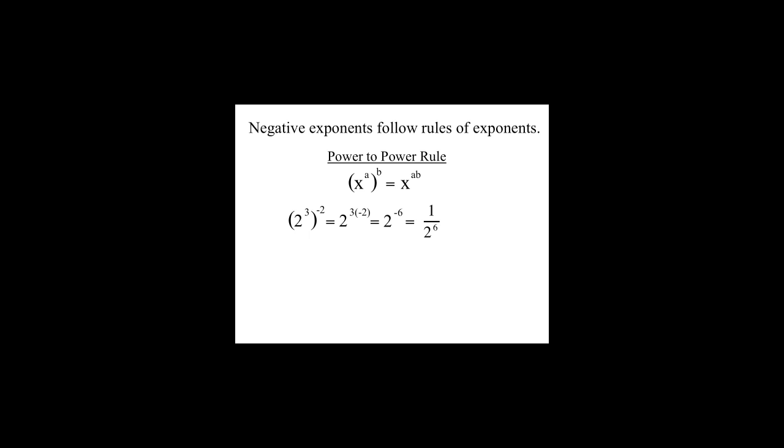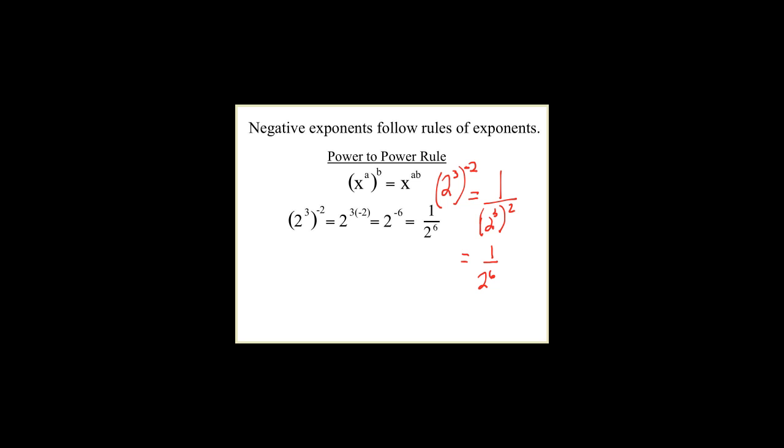Now you can take the reciprocal in the end, or the other alternative is, right away, when you have 2 to the 3rd power all to the negative 2 power, you could drop it down right away, the entire parenthesis, 2 to the 3rd power, and square it. It simplifies to 1 over 2 to the 6th power.